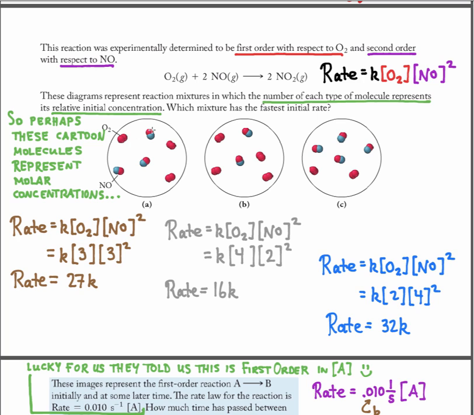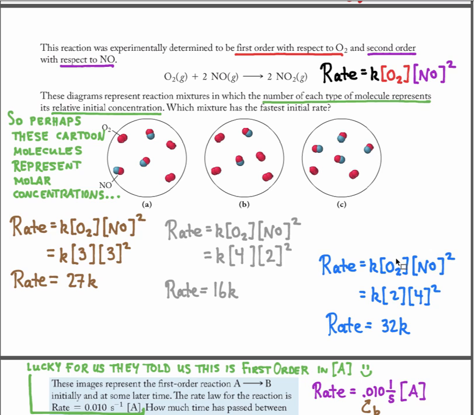So perhaps if these cartoons are reflective of the molar concentrations of these gases, it's okay to do this. Here I had 3 O2s and 3 NOs. Put those into the rate law described by this first sentence, and I find it's 27k. I don't know what k is. I would need some more data. But I don't have to have it to say, relative to this, what does the rate look like here? 4 O2s and 2 NOs come out to 16k.